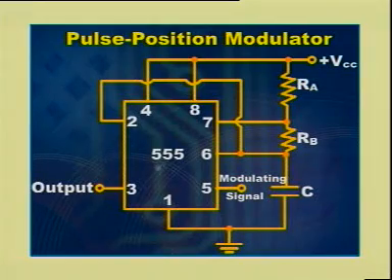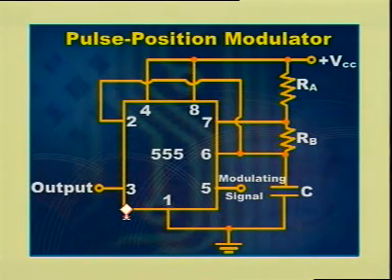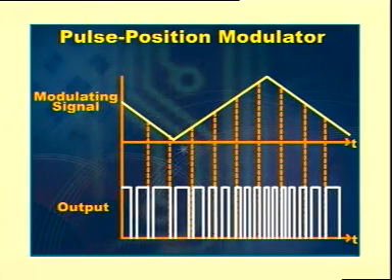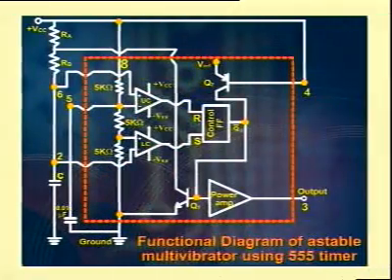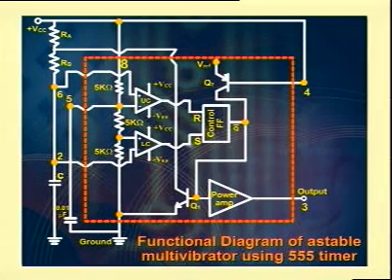The pulse position modulator circuit diagram is as shown in figure. The modulating signal is applied to the control terminal 5. Output is taken from pin 3 as usual. Here the modulating signal, let us consider it varies as a triangular waveform. Now when the modulating signal voltage is applied, what happens to the circuit? First of all, let us consider without modulating signal.